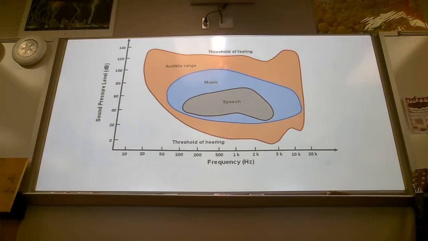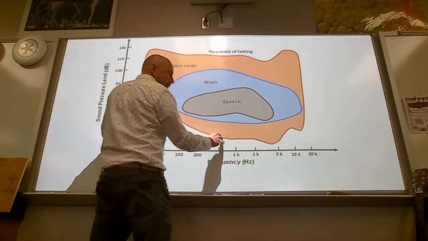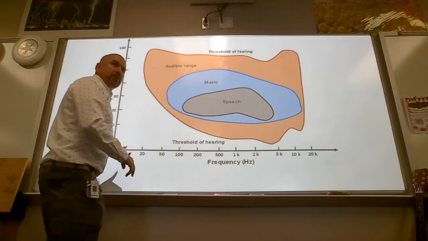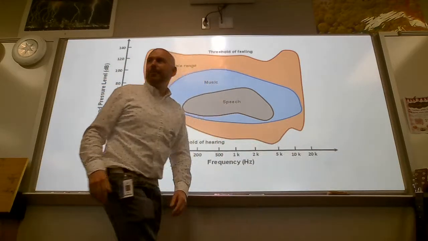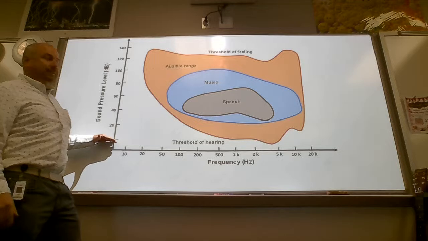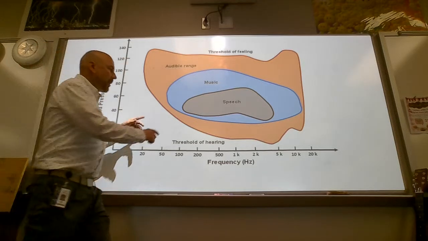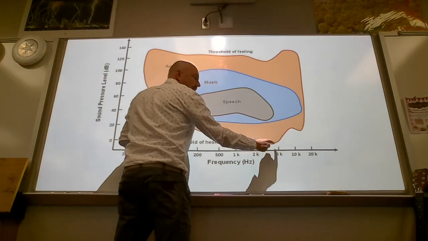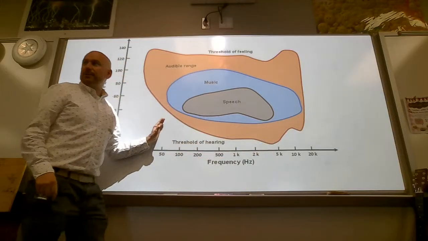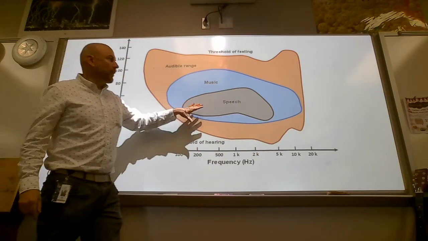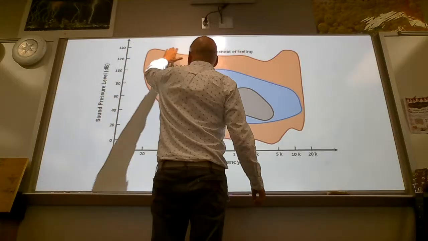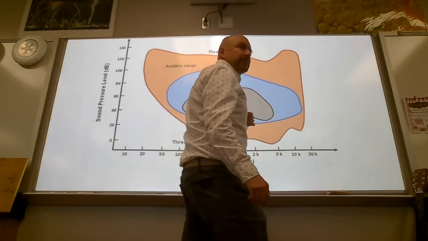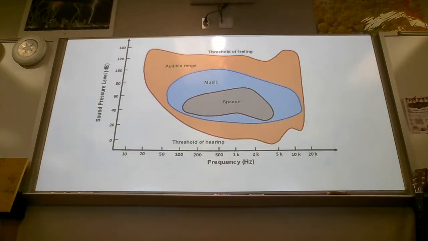So the range of hearing for humans. The x-axis is frequency, so like high pitch. The y-axis is volume. Threshold of hearing: we hear higher pitched things quieter than we hear lower pitched things. And then this is like threshold of pain, like this is causing damage. We are all aware that loud noises are not good for our hearing.